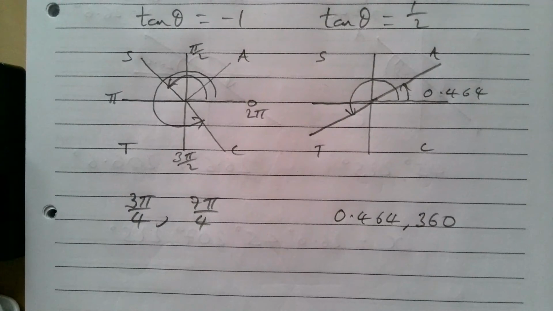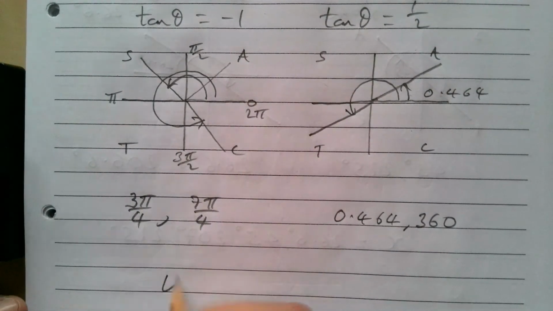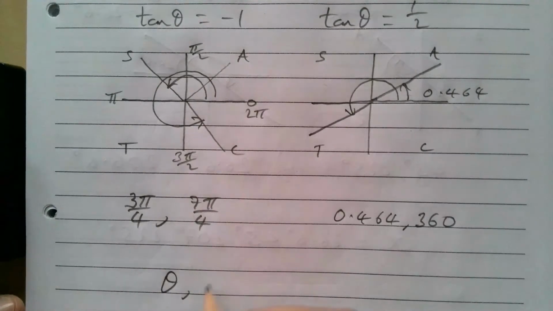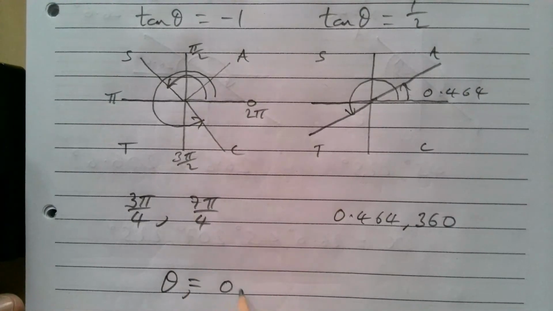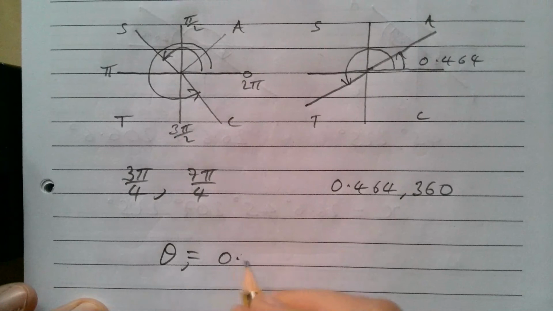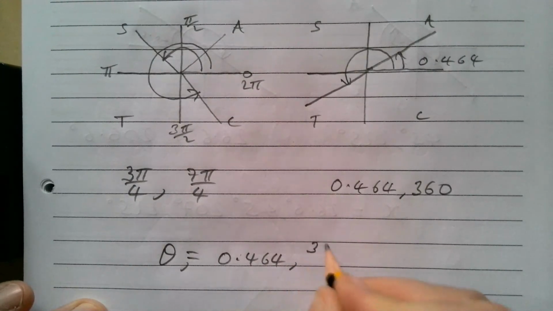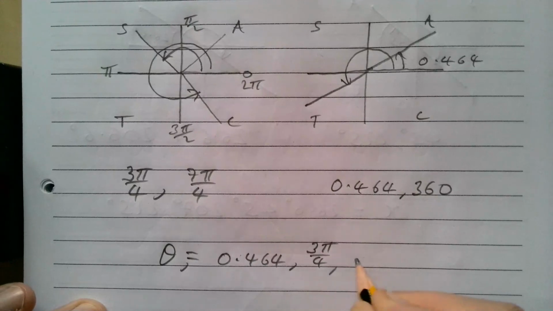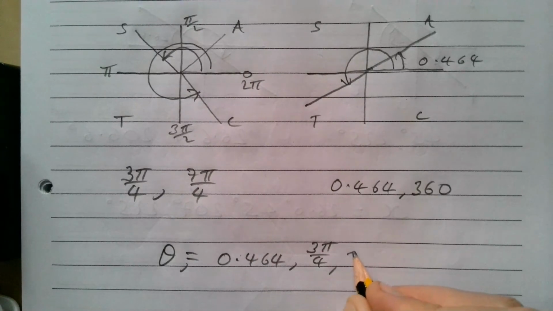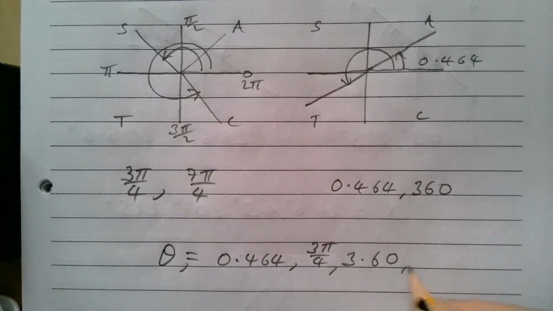So my four different values for theta are: theta equals 0.464 radians, 3 pi over 4 radians, 3.60 radians, and 7 pi over 4 radians, which are my four solutions to that.